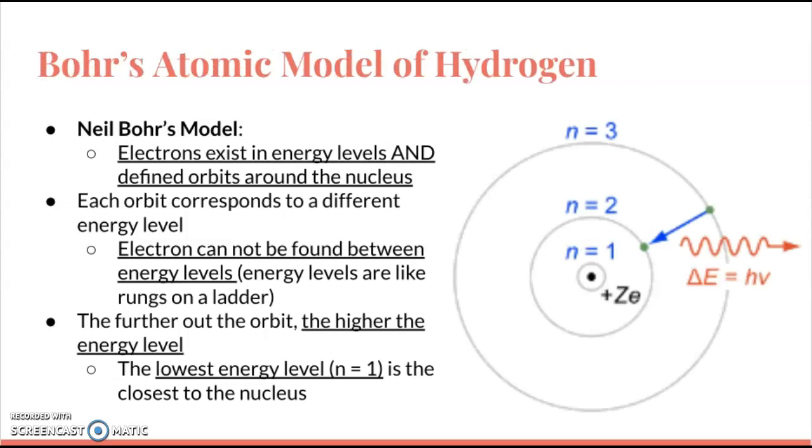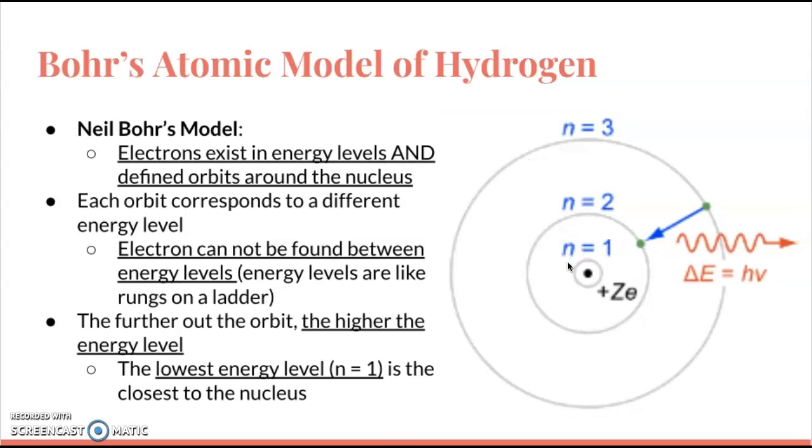And when we were looking at the Bohr model, Niels Bohr is the one who created it. Electrons exist in energy levels and defined orbits around the nucleus. Sorry, guys, I'm still losing my voice a little bit, so it's a little wonky, okay? But electrons exist in energy levels, right? We saw that the other day: energy level 1, energy level 2, energy level 3, etc. And they have defined orbits, meaning that if I have an electron that's in the n equals 1, it's going to be found there. N equals 2, it's going to be found there, okay? And each orbit corresponds to a different energy level, right?